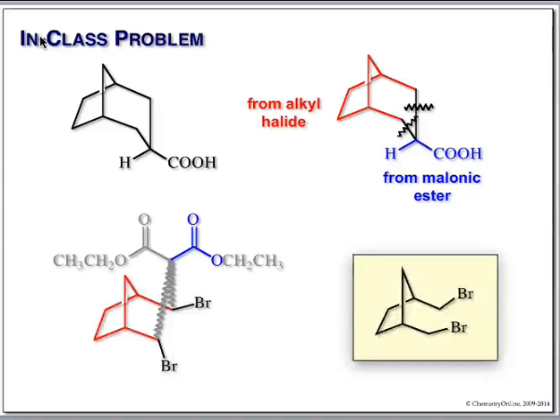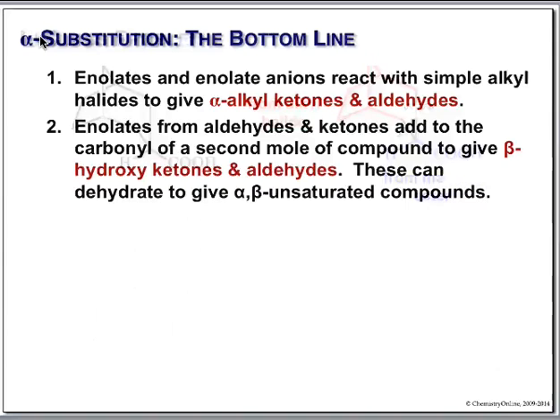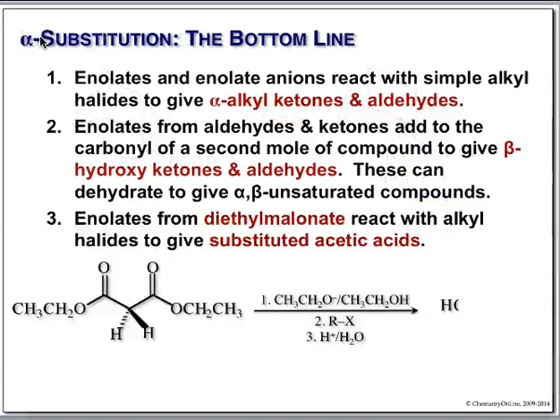Now, if you would have gotten this and drawn it flat, I still would have been really happy with you. That's it. 5-membered ring, CH2Br. So bottom line number 3. If we do a malonic ester synthesis, what do we make? A substituted acetic acid. That's simple.